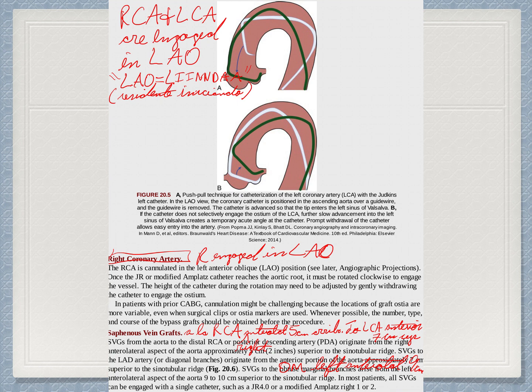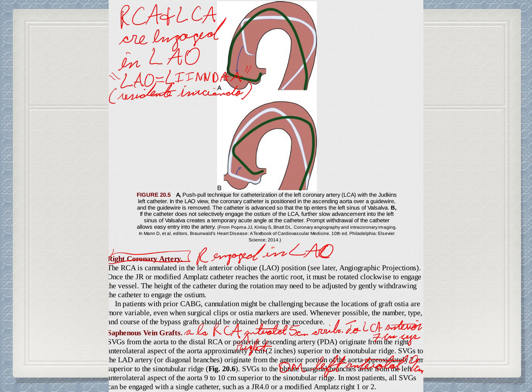So you think about a resident or someone starting off in the cath lab. Once you cannulate the coronary artery, that's a big step for all you beginners, all us beginners. So LAO is equal to Linda, nice, well done, LAO. Right and left coronary artery are cannulated in LAO position. Then for the right coronary artery, remember that you need to rotate clockwise to engage the vessel.